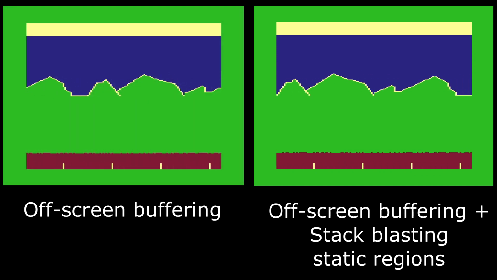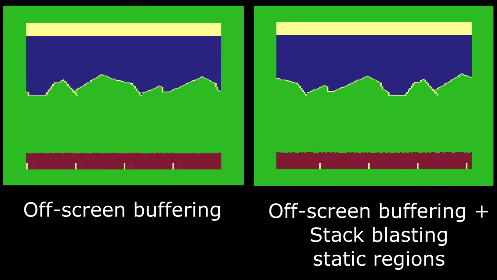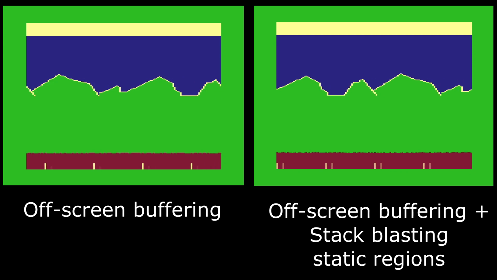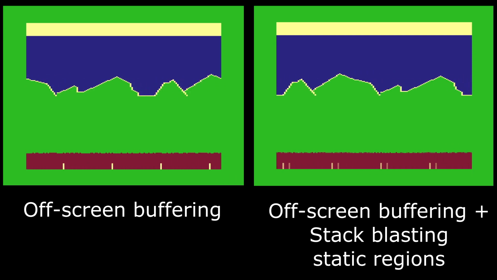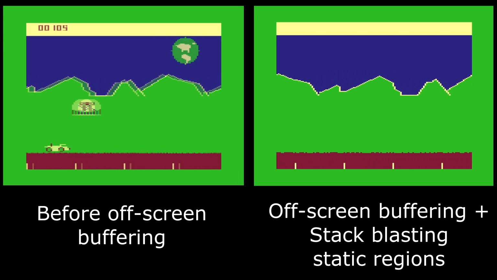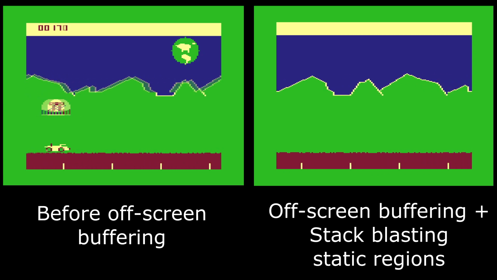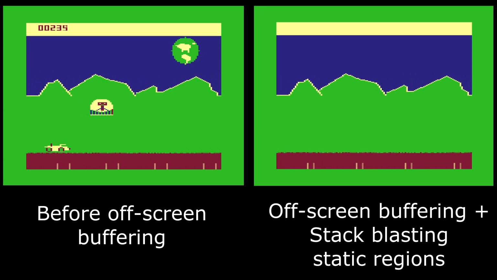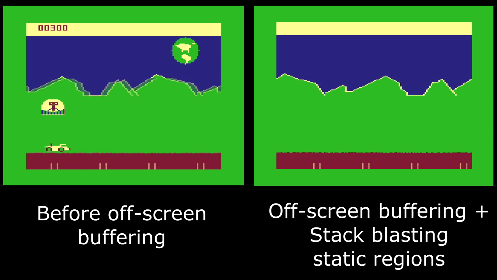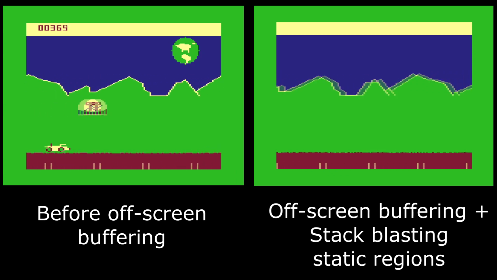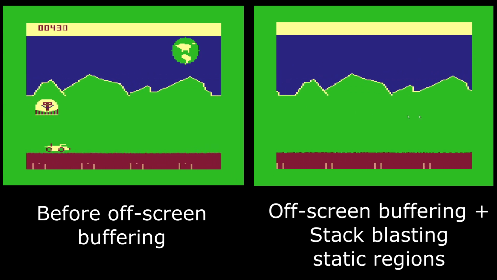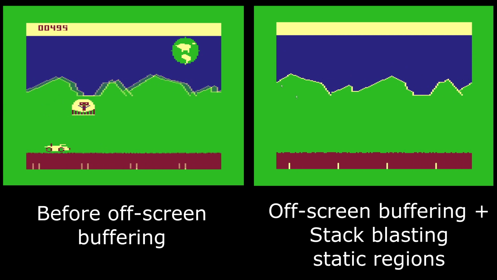That is still kind of slow. How does this compare to before? And how does this compare to the original before I started doing off-screen buffers? So it looks like adding the stack blasting did speed things up a little bit, but we're not at that speed that I was at before I started doing the off-screen buffer.